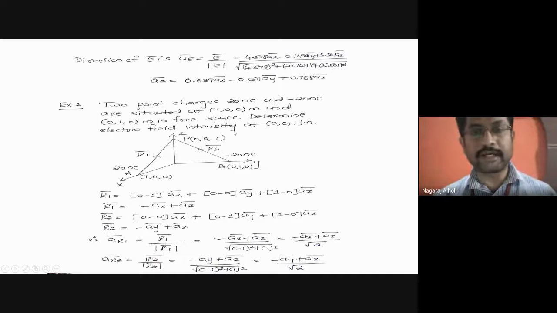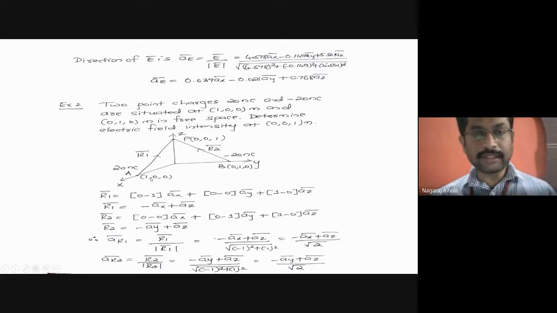Determine electric field intensity at 0, 0, 1 meter. That is on the z axis, because x and y are 0, we have only the z coordinate. That means it is lying on the z axis. So students, here we have to find the electric field intensity at the point on the z axis, that is P of 0, 0, 1, due to the two charges located at A and at the coordinate B.